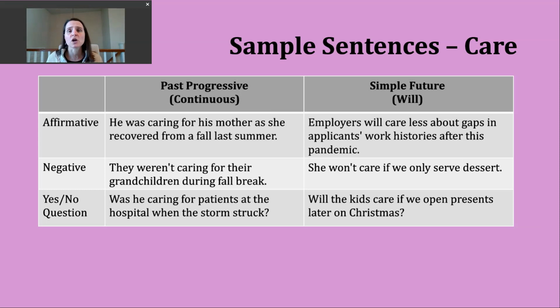And it's really common for us to use this structure as we make predictions, offers, all of those things kind of come up with this simple future. So an example of this might be: employers will care less about gaps in applicants' work histories after this pandemic. So this is a bit of a promise, if you will, that many people who advise others about finding work and finding jobs have been making, right?